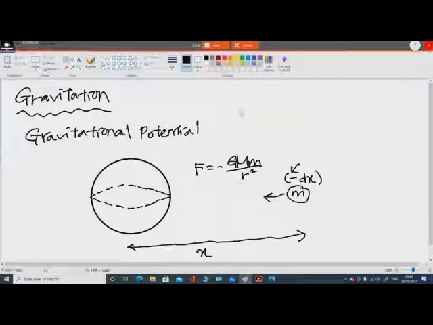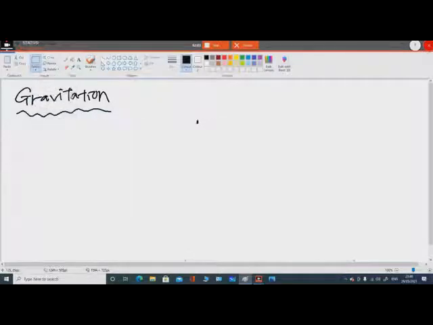Let me erase all this. As we know, the gravitational force is always negative GMm over r squared.